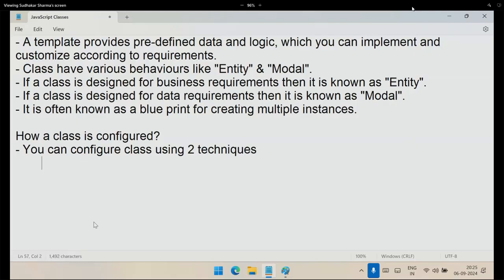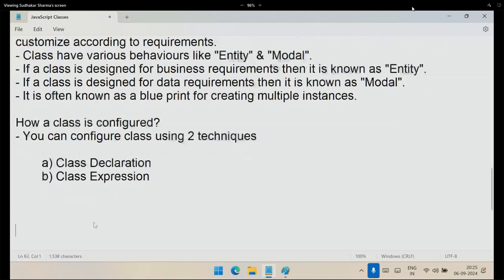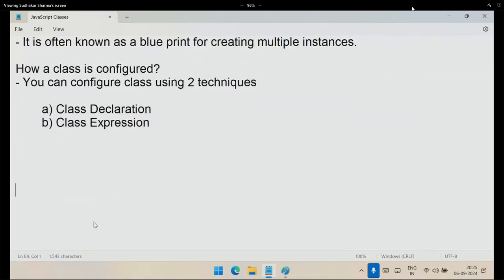You can configure a class using two techniques. One is class declaration. Another one is class expression. We have two techniques: class declaration and class expression. So how do you define a class? In two ways, declaration and expression actually.